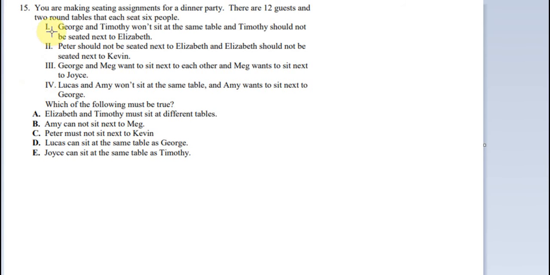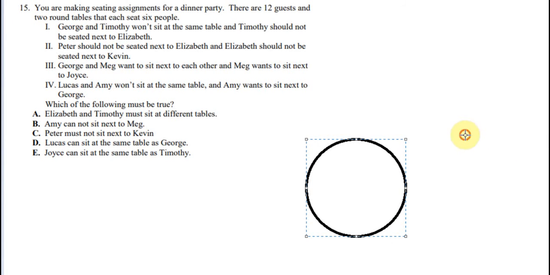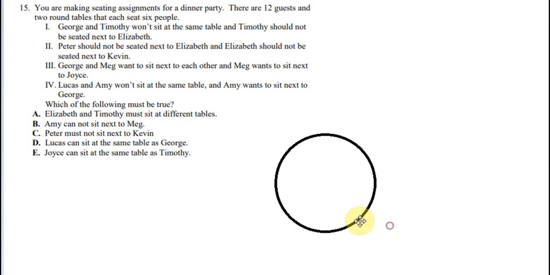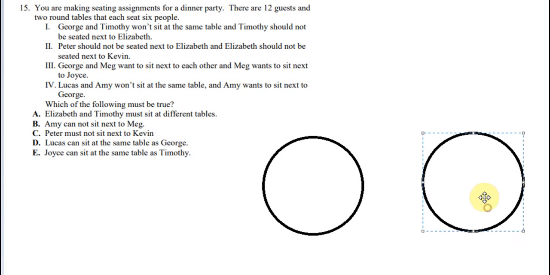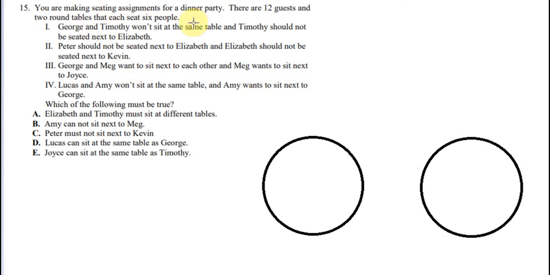So we have 1, 2, 3, 4 here, and I will draw the diagram to illustrate. Because they have 2 round tables, and at each round table we have 6 people, so we draw 6 seats around it.